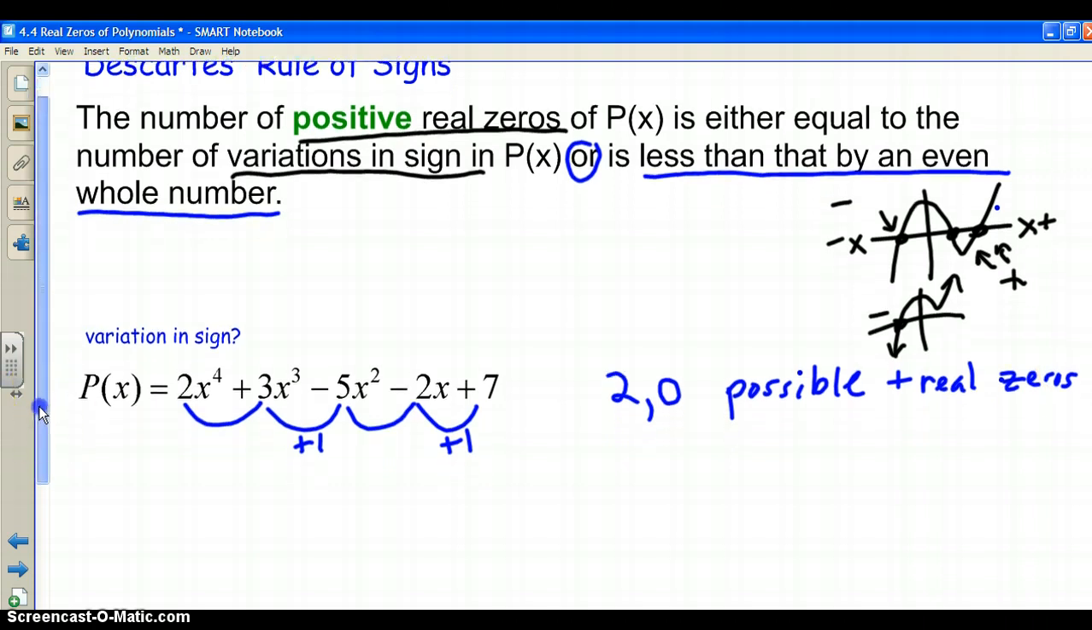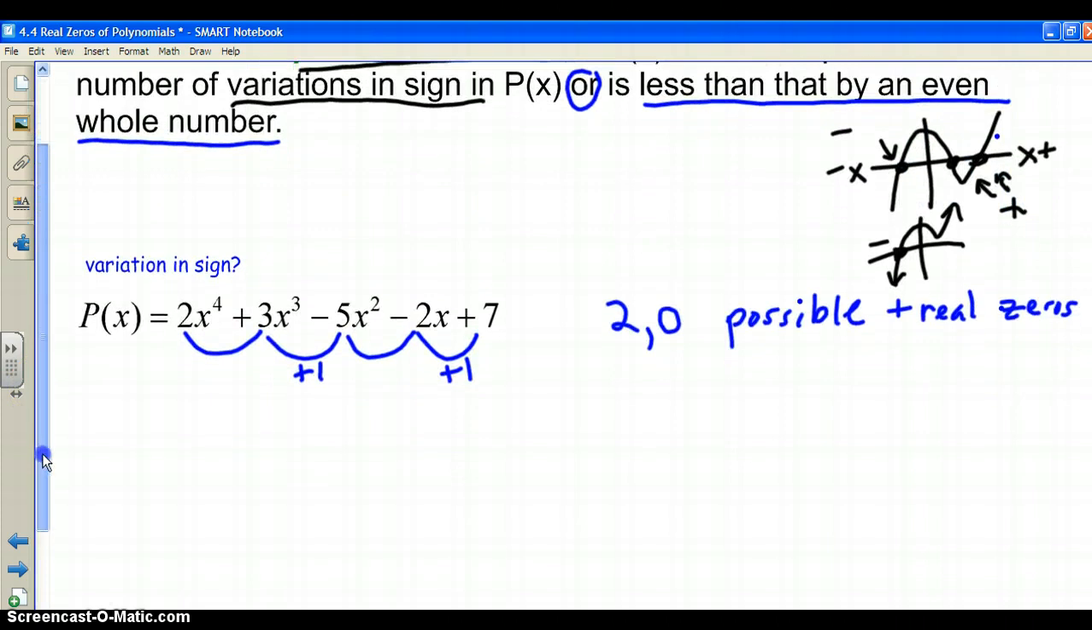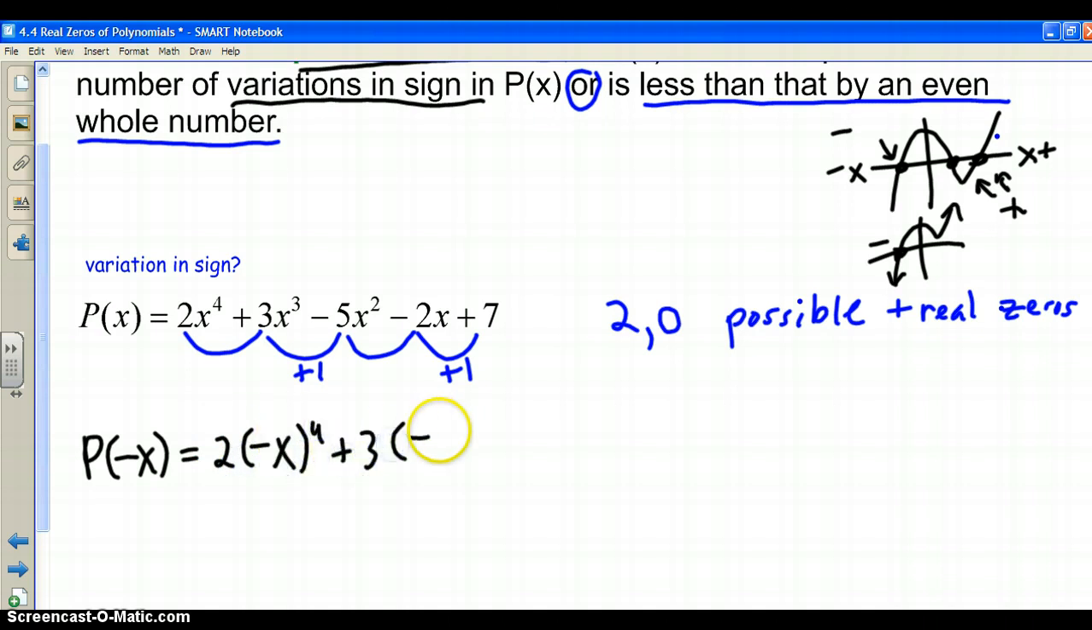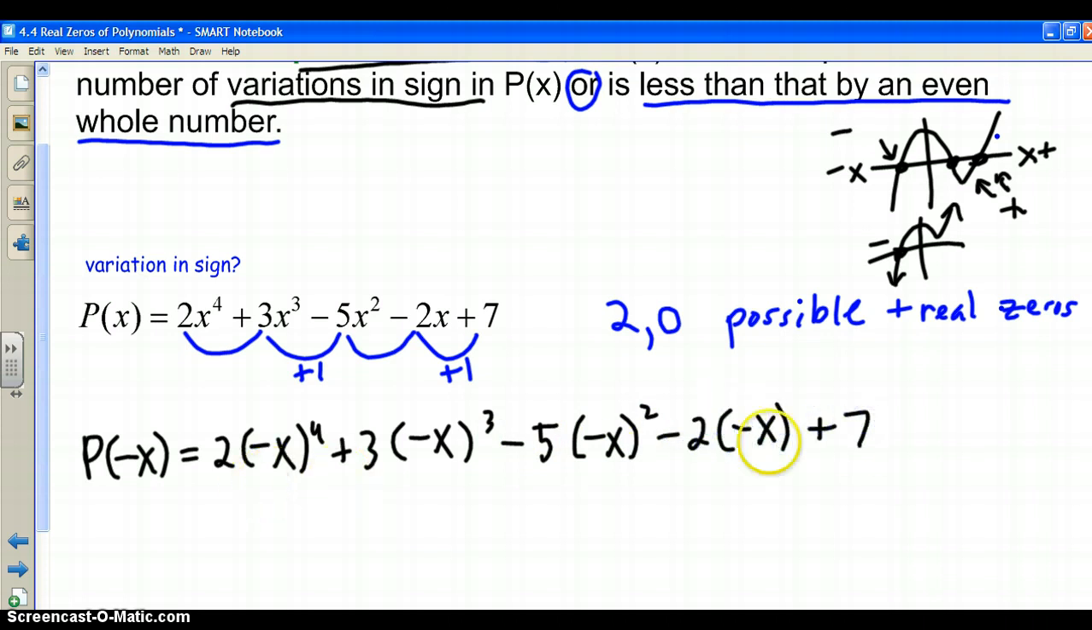Okay. To find the negative possibilities, all you do is plug in negative x and simplify. When I say simplify, I mean kind of determine whether it's always positive or always negative. So when I plug in 2 times negative x to the fourth plus 3 times negative x to the third minus 5 times negative x squared minus 2 times negative x plus 7. Now let me just evaluate which terms are always positive or which terms are always negative.